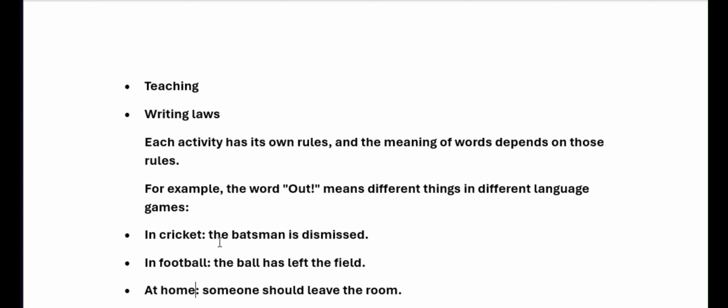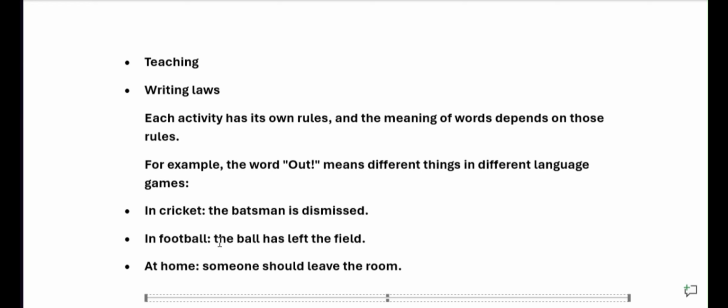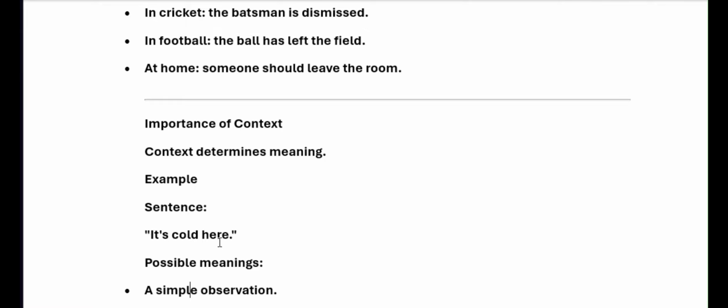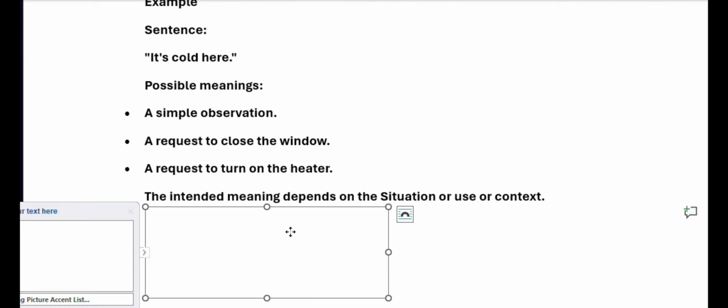This theory says that context determines meaning, and context is very important. For example, a simple observation can have different possible meanings: a request to close the window, or a request to turn on the heater. The intended meaning depends on the situation or context.